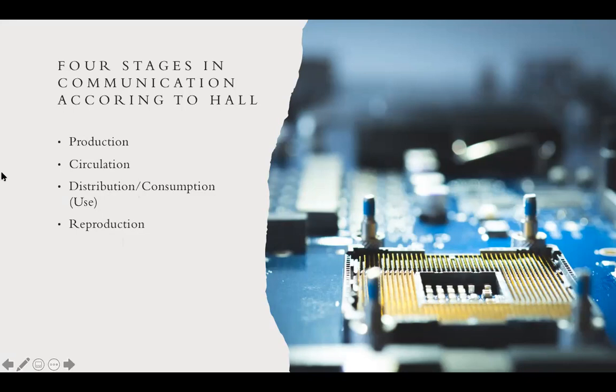All right. The production stage, of course, is the stage where the construction of the message begins. The circulation stage is how a message is perceived and then circulated to the audience. The distribution or consumption stage is also the stage of use. It is where a meaningful discourse is comprehended or understood by the audience. And the reproduction phase is when the audience has interpreted a message according to their beliefs and experiences, and they are ready to transmit the message to others. That is how they reproduce.